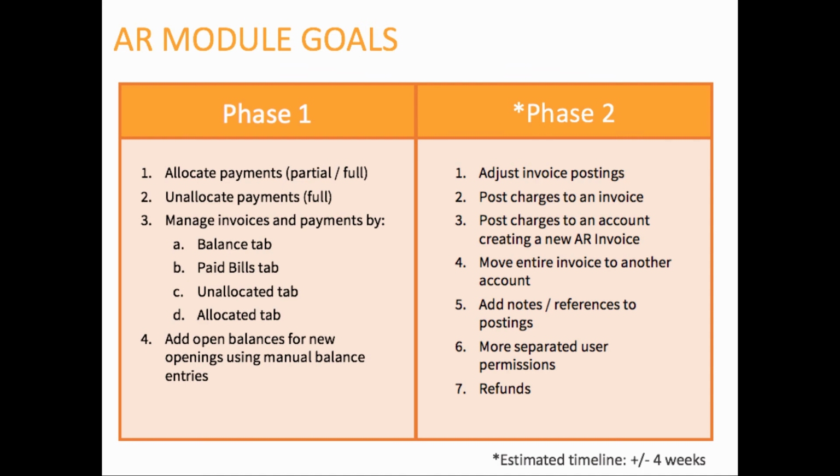We've also redesigned the AR screen to allow you to better manage invoices and payments. We've broken it out into 4 different tabs that we'll show for you. One is your current balance tab, anything that's really outstanding. One is a paid bills tab, and one is an unallocated tab. So anytime you have payments that are unallocated, you can see what payments are not allocated out. And then the last one will be a look at the individual payments, of what's allocated and where it's allocated.